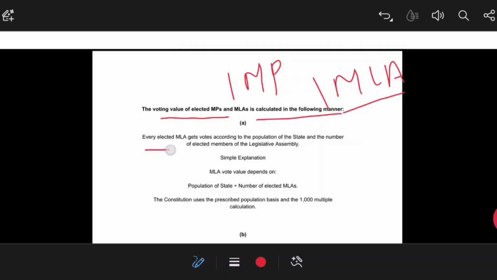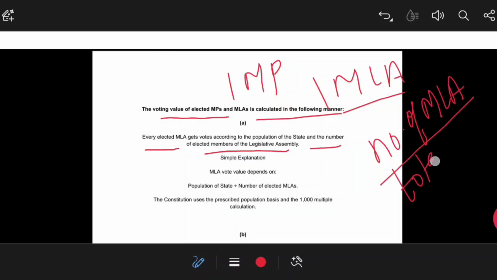So every elected MLA gets votes according to the population of the state and the number of elected members of the legislative assembly. That means the population divided by the number of MLAs in that legislative assembly. That is the value of one MLA. So the MLA vote depends on the population of the state and the number of elected MLAs.